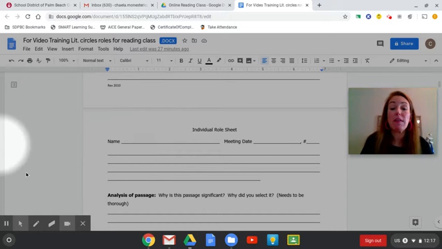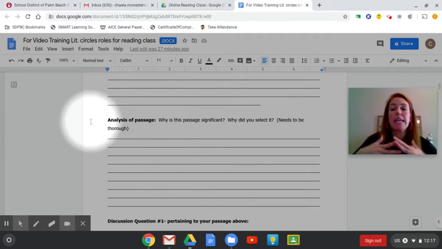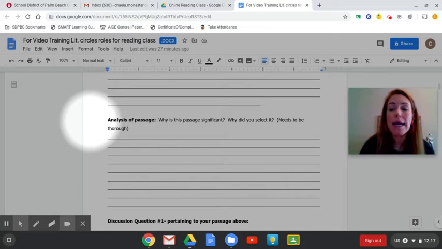Okay, once you have your passage of significant length copied down, then you're going to analyze it. When I say analyze it, maybe tell what this passage was about. Why did you pick this passage? Why is it significant? Why is it important? Did it connect to you in some way? How was it important to the story? How did it affect the story? How did it affect the characters in the story?